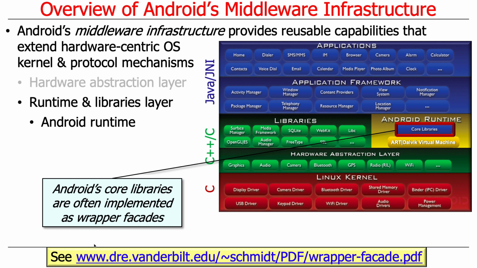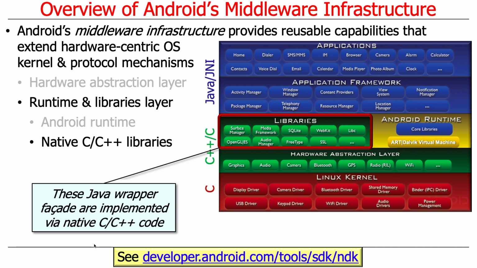The core libraries are often implemented as wrapper facades, which is a pattern I wrote decades ago that just talks about how you provide higher-level object-oriented interfaces to low-level C functions. And those low-level C functions typically come out of the native libraries. So there's a bunch of native libraries that come along for the ride. I think pretty much every one of these things is open source, so you can download the source code. If you download Android, you'll see that there's a whole giant tranche of these libraries that are available there.